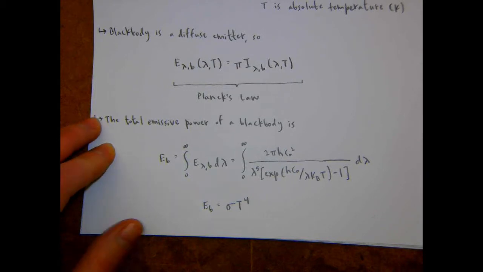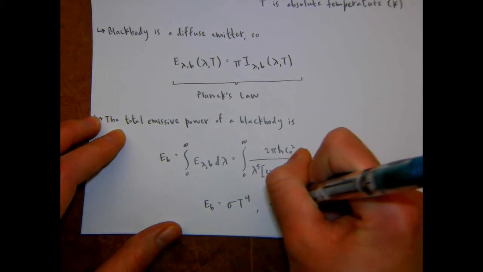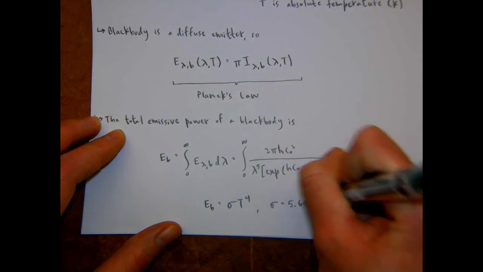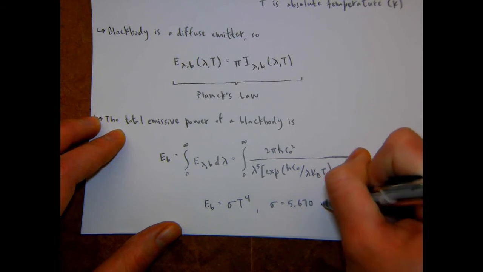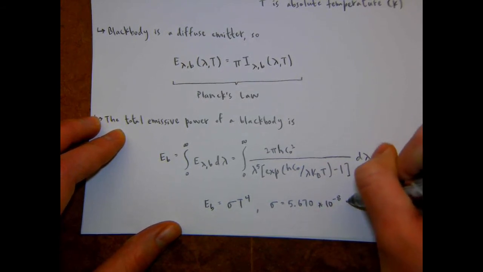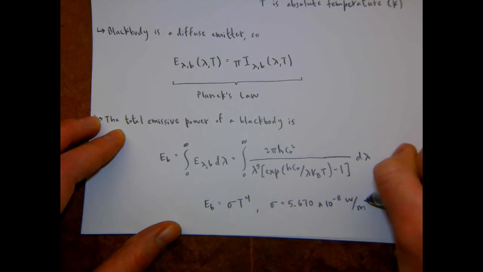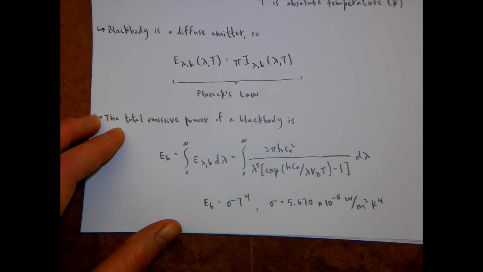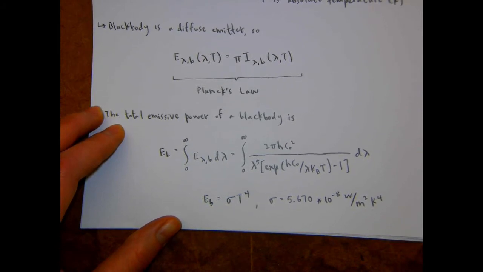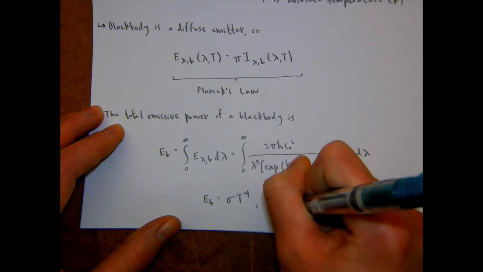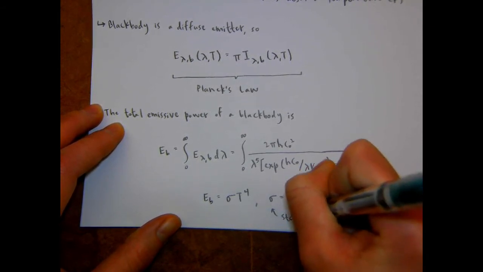Okay, so this we said before, sigma is 5.67 times 10 to the negative 8th watts per meter squared K to the fourth. And that is the Stefan-Boltzmann constant.